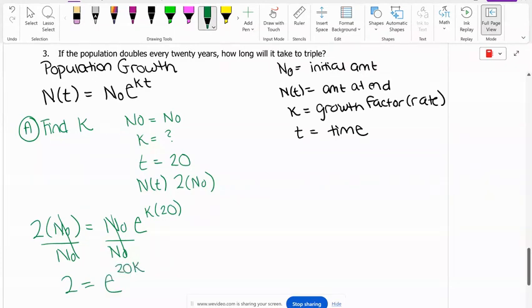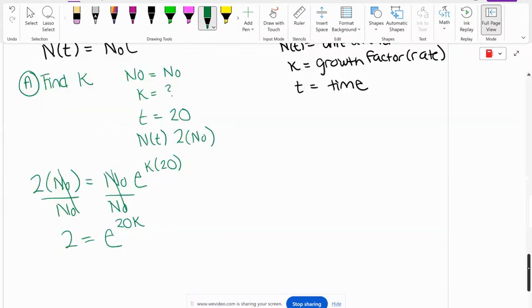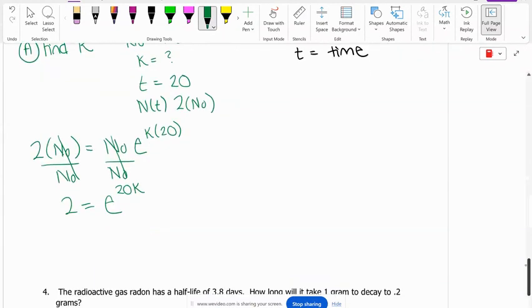Well, now we know how to solve this. So I'm going to take the ln of both sides. So I have the ln of 2 is equal to ln of e raised to the 20k. I had jumped a step there. But what do we know ln of e raised to a power is? Just the power. So we're going to say ln of 2 is equal to 20k.